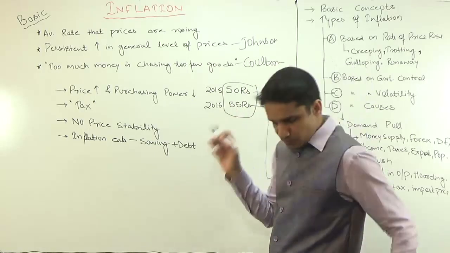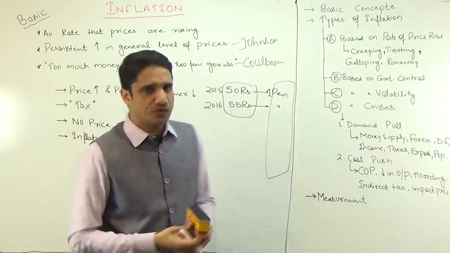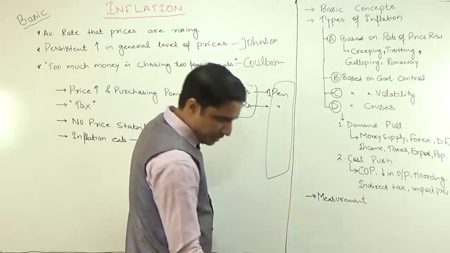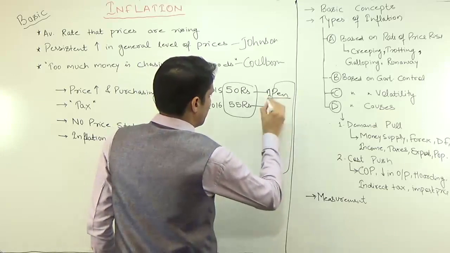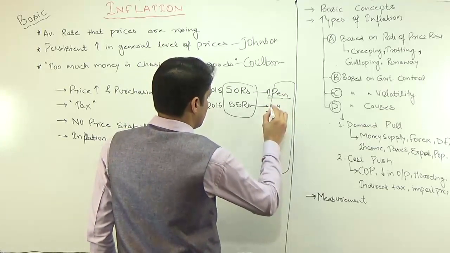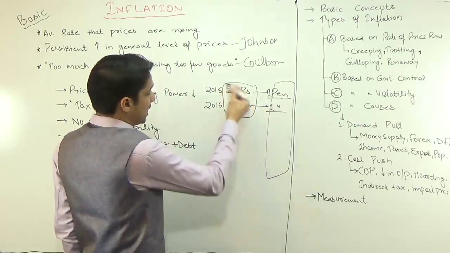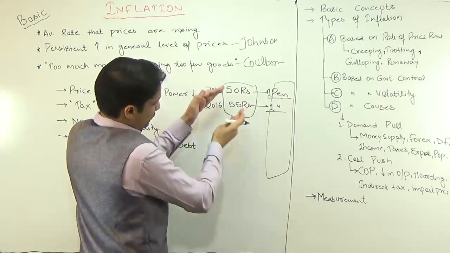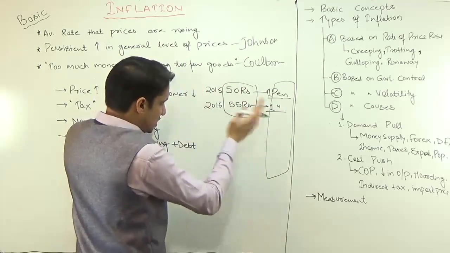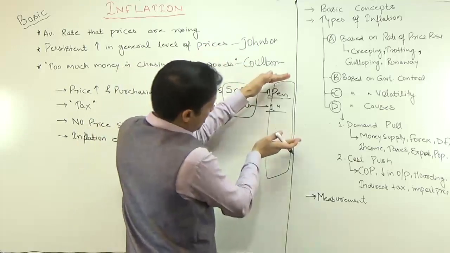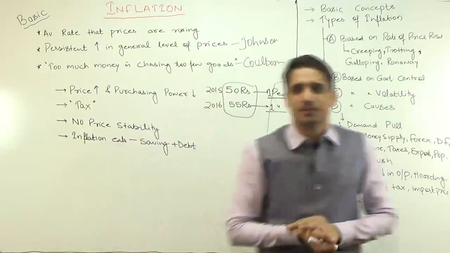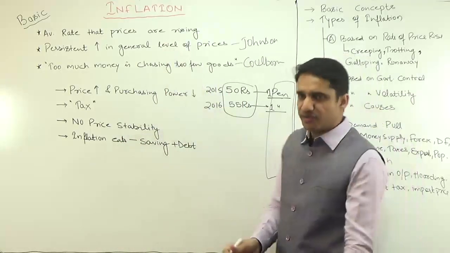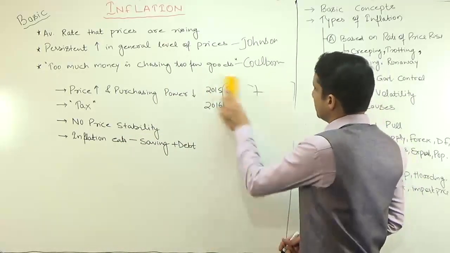Kolbun also gave one definition: when too much money is chasing too few goods. Too much money chasing too few goods means, suppose we have only one pen, next year also we have the same pen, but the money has increased, from 50 to 55. When too much money is chasing too few goods, it is known as inflation. So all these are the different definitions of inflation that we have.